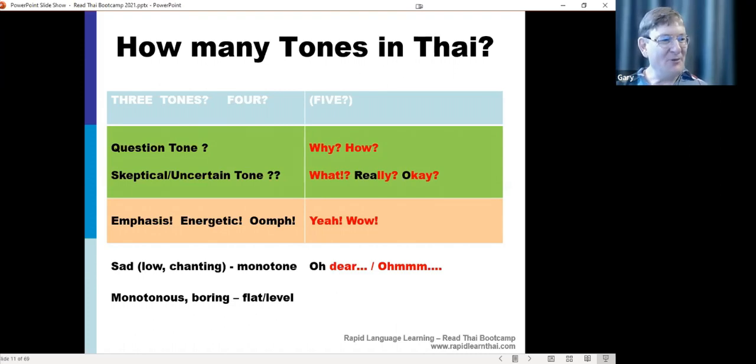Now, for the emphatic, what I call the emphatic or energetic tone is kind of, yeah, I'm excited. This is great. This is wonderful. No, don't do it. So it's a lot of energy. So you've got to make that energetic sound. And the way to do that is actually physically make a fist and go, yeah, like, wow.